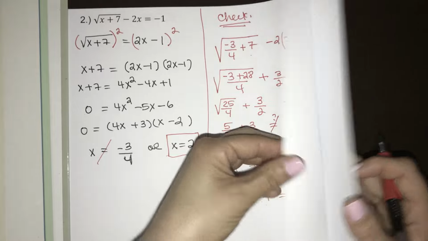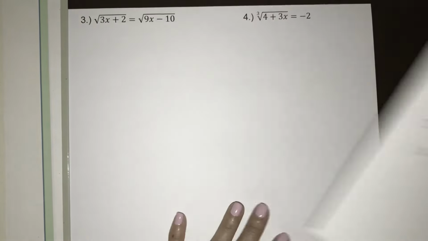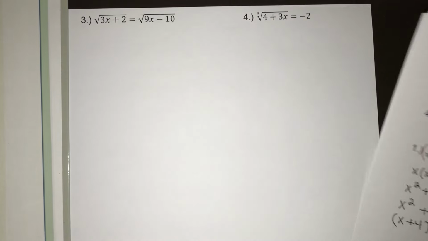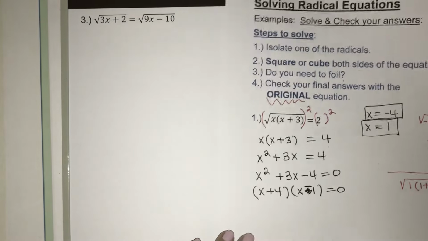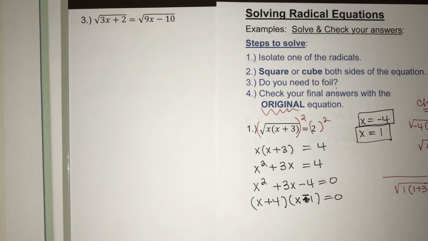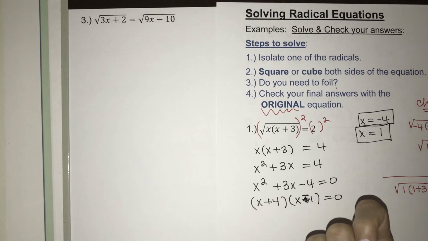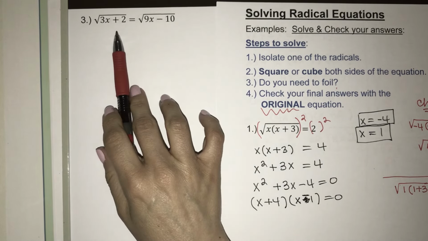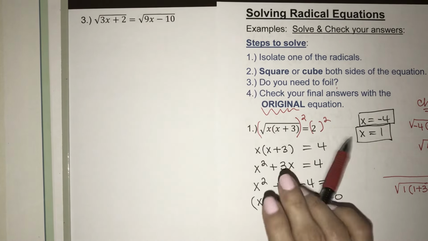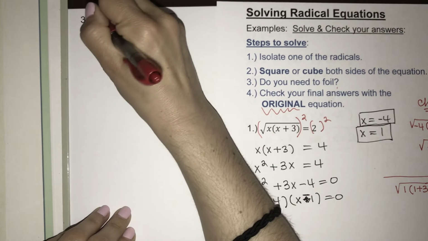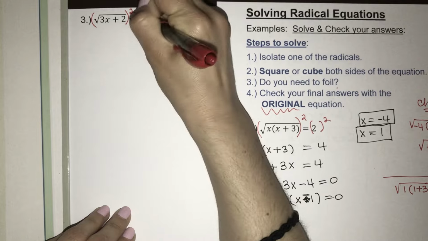Let's take a look at examples 3 and 4. They're on the same page. We're going to follow the same exact steps. Example 3 has 2 square roots, but at least one of them is isolated. Well, in this case, they're both isolated, but I have at least one isolated. I don't have to do the first step. We are going to square both sides. Okay, so raise both sides to the second power.